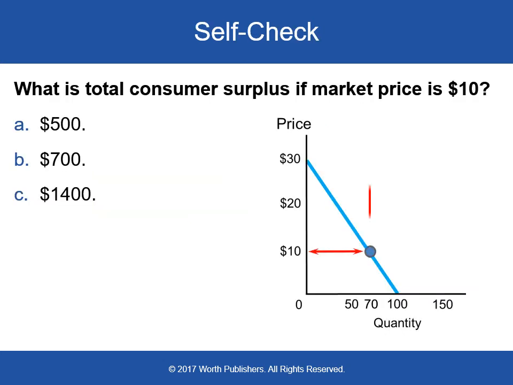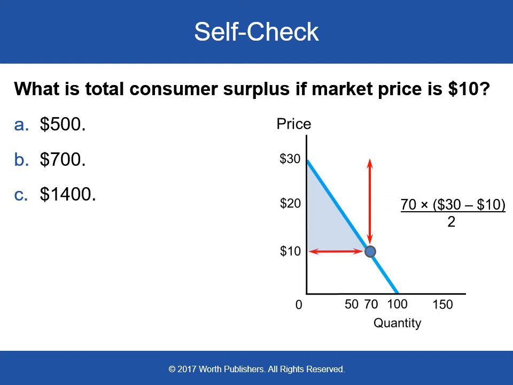So it's about time that you all start doing a little bit of work and beyond listening to me. Here's a simple algebraic question. What is total consumer surplus if the market price is 10? Take some time. It's either $500, $700, or $1,400. And remember, half base times height. But the height is the difference between what the market price is and what people are willing to pay.